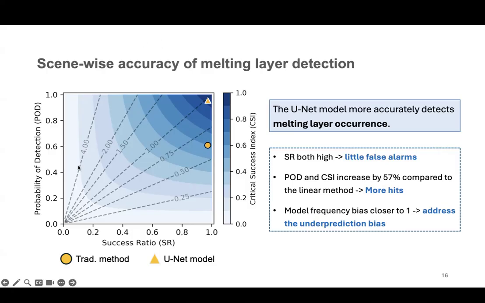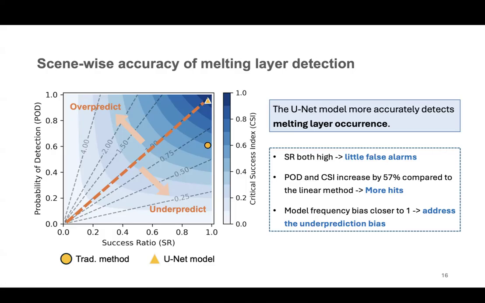And we have also shown this dashed line here. This refers to the frequency bias, while those below the 1-to-1 line indicate that the model is trying to underpredict melting layers, which is exactly the case for the traditional algorithm. So this means that the traditional algorithm could be a safe but too conservative algorithm when it comes to melting layer detection. And on the other hand, the UNet model is closer to the 1-to-1 line.